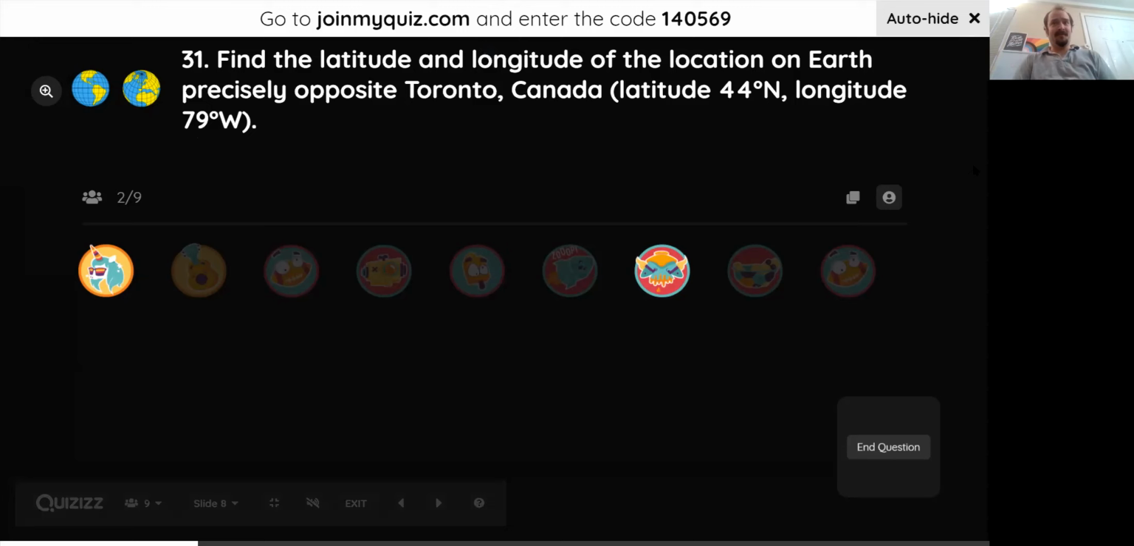So hopefully you change both these letters, right? It should be 44 south. And then this one you got to do a little bit of figuring on.